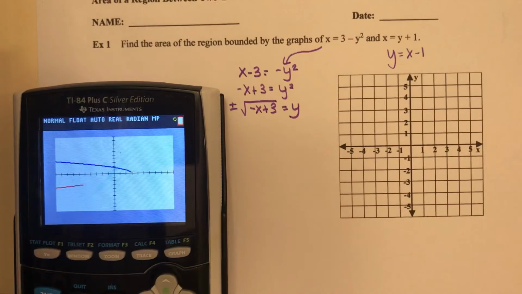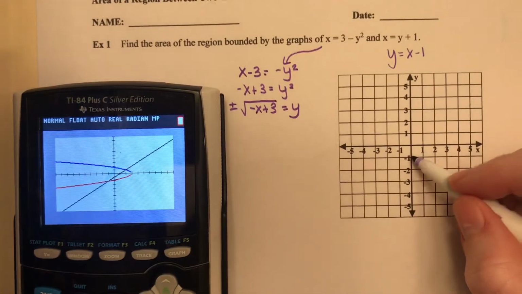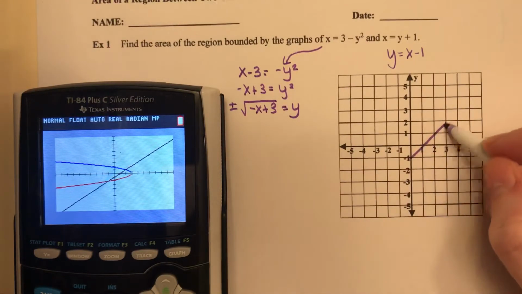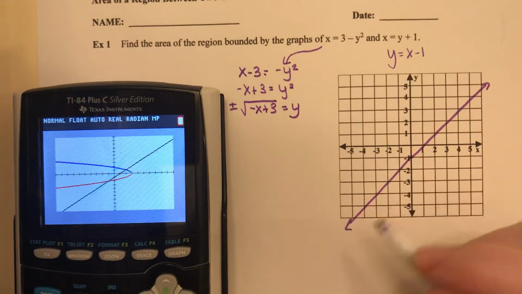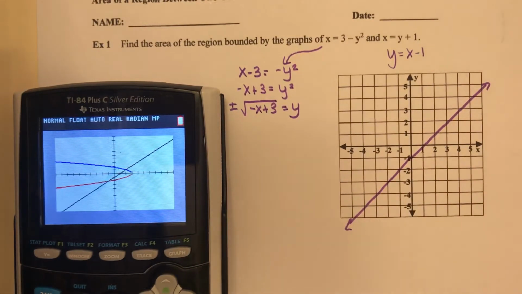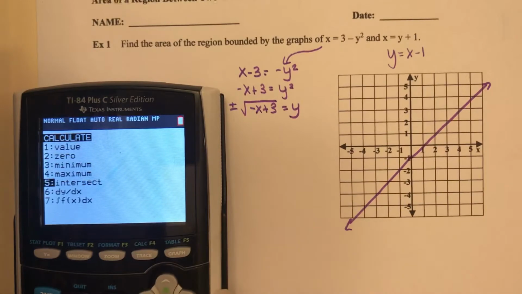Okay, so we're going to get a sideways parabola, and we get a straight line. So I'm going to draw a sketch of the straight line. That's the easy one to do. So it starts at negative 1. I've got a slope of 1. And I'm going to be wanting to find where these 2 lines cross each other. So I'm going to do my second trace intersect.